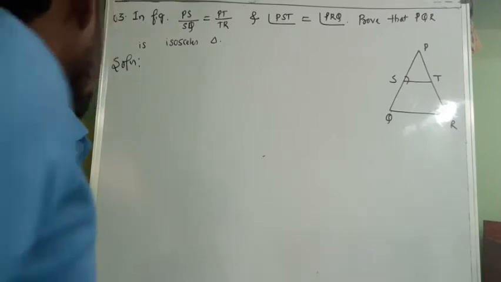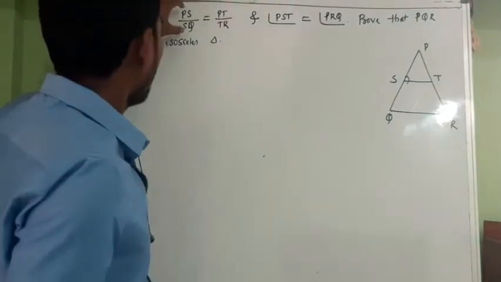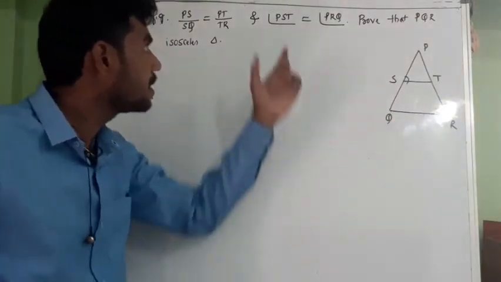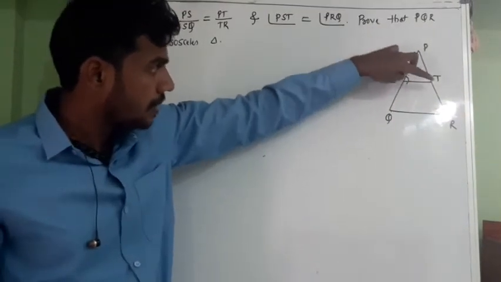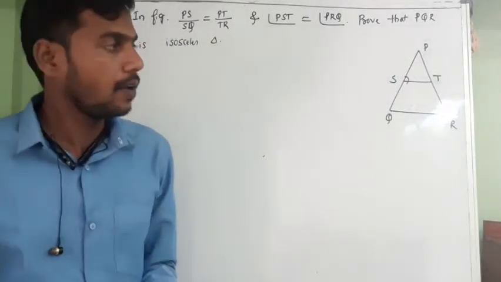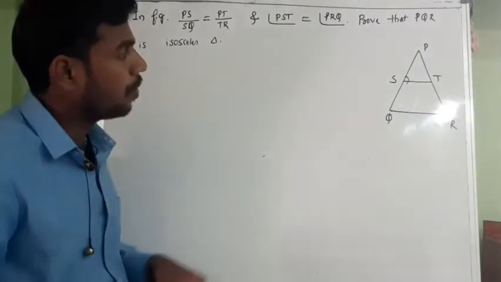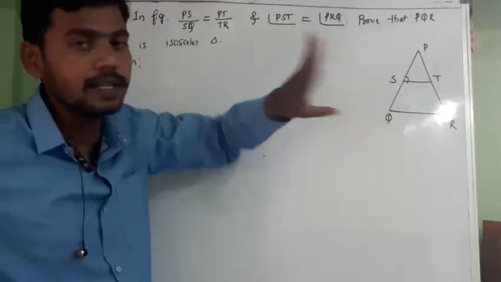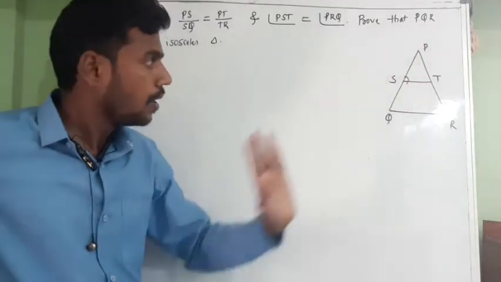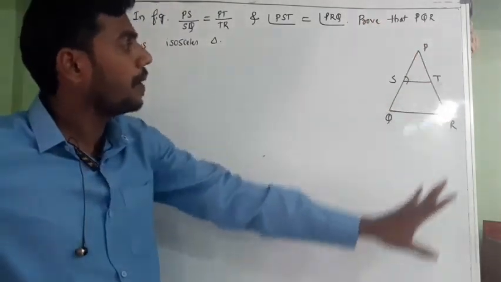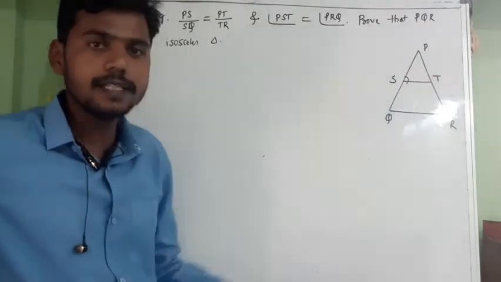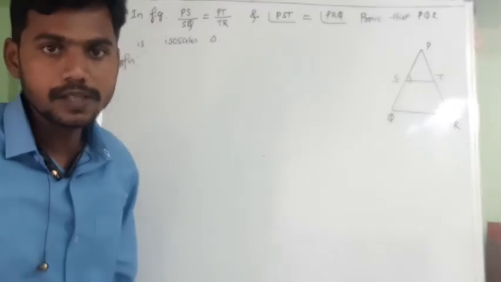So third example: in the figure, PS by SQ is equal to PT by TR and angle PST is equal to angle PRQ. Prove that PQR is an isosceles triangle. So in what way can I prove it? If I want to show PQR is an isosceles triangle, I should show that at least two sides of the triangle are equal. So I will show PQ is equal to PR, then I can easily say PQR is an isosceles triangle.